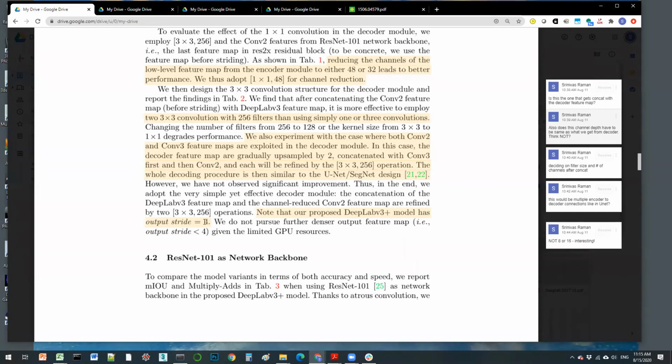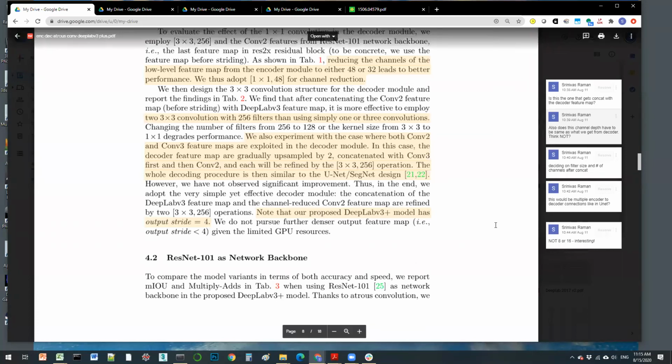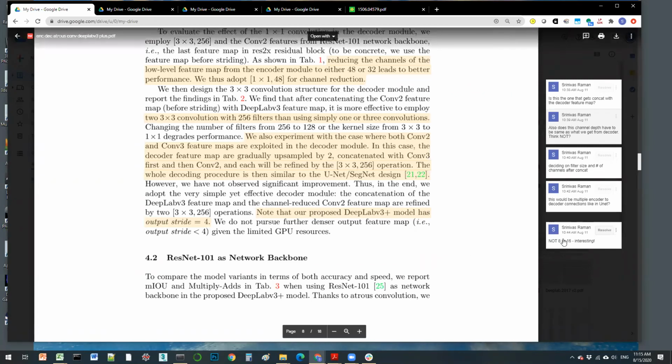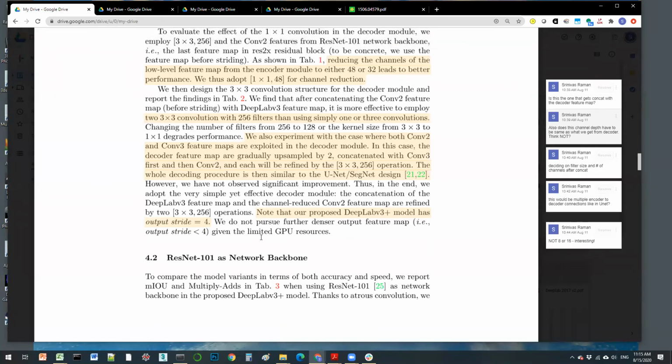I haven't looked at the V3 plus code, but that's what it sounds like. We'll further need to look at the code. Yes, the feature map's output stride is less than 4. So you're right. It stops at 4, which I thought was interesting because it's not an 8 or a 16. So it doesn't go as deep if I understand, but we have to look at the code to confirm that.